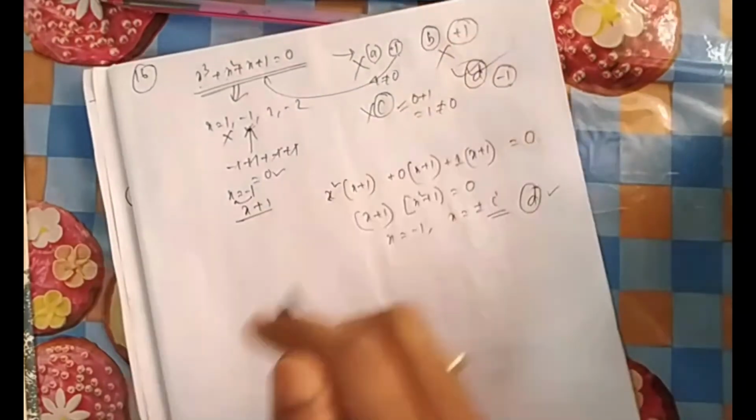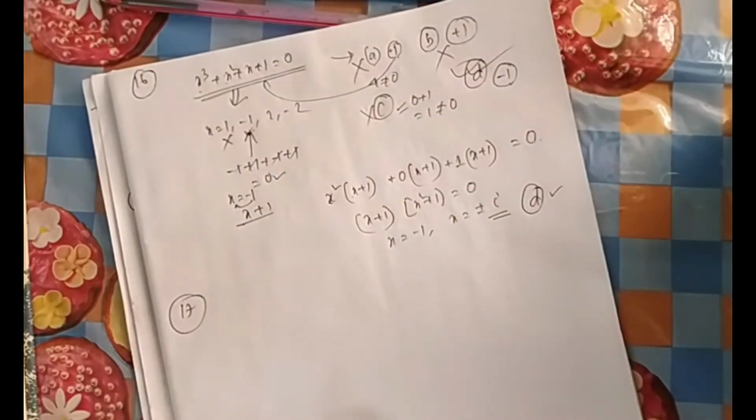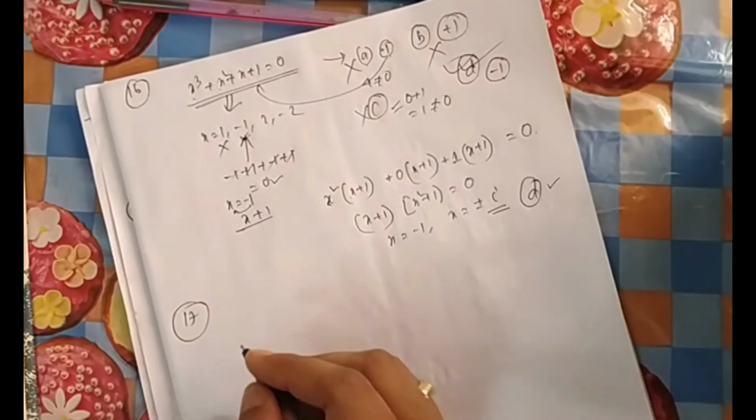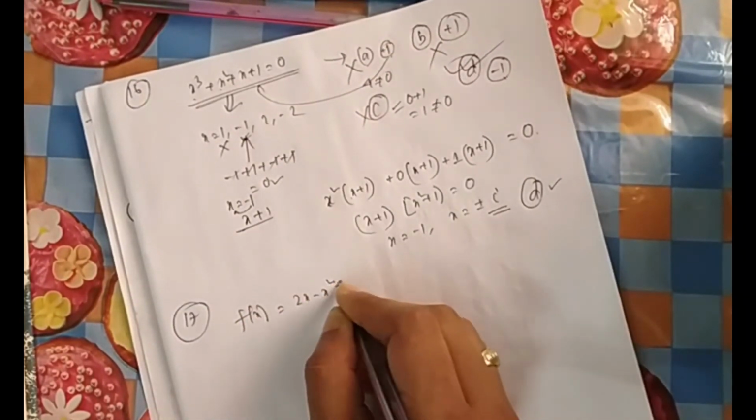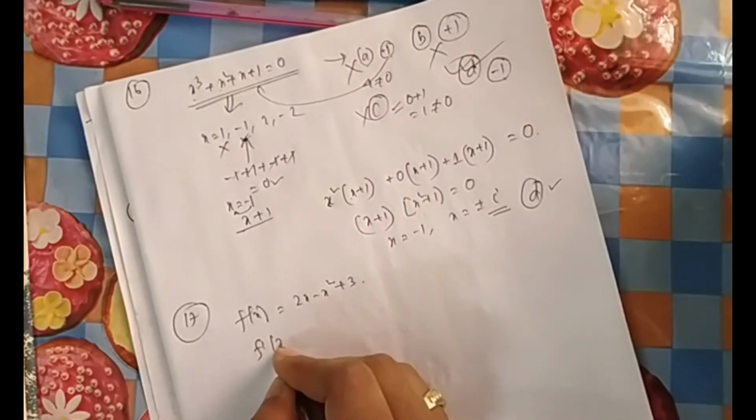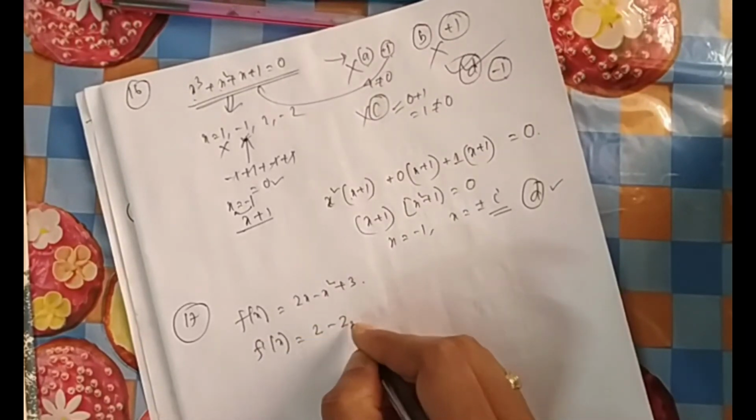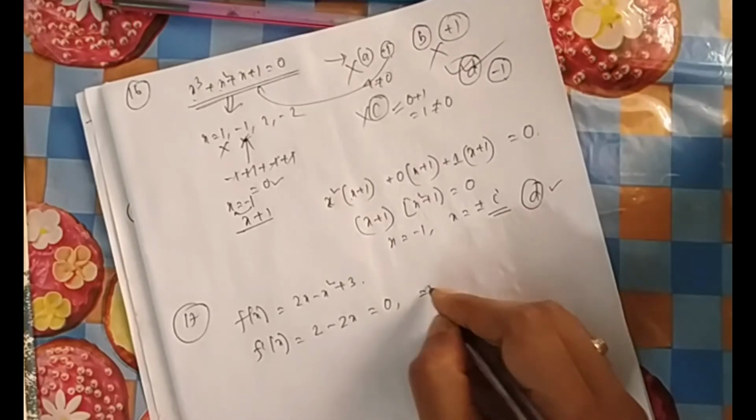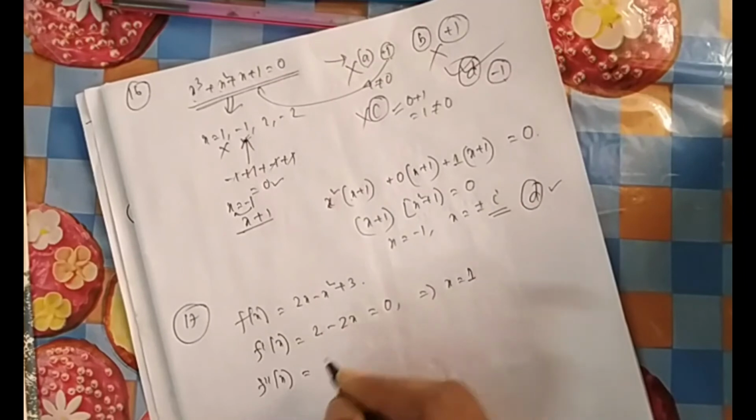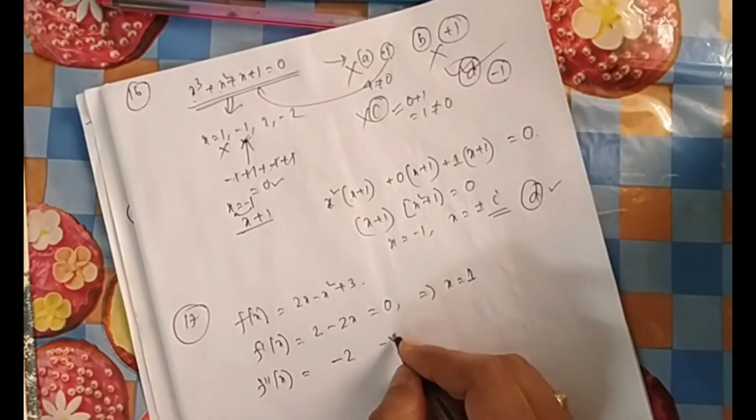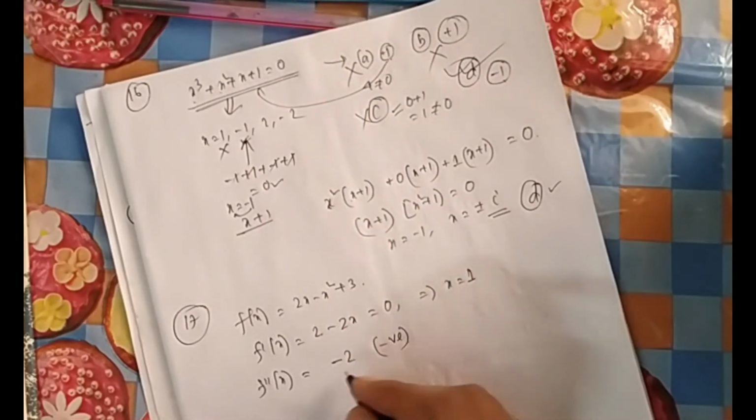Or you can directly do it from the options itself. Next is 17. The function f(x) has maximum minima. We have solved so many maxima minima, so it is a good question. You try to remember, first you differentiate it, 2 minus 2x, then you make it 0, which implies x is equal to 1. Then you take the second derivative, you do it one more time, that is minus 2, which is negative.